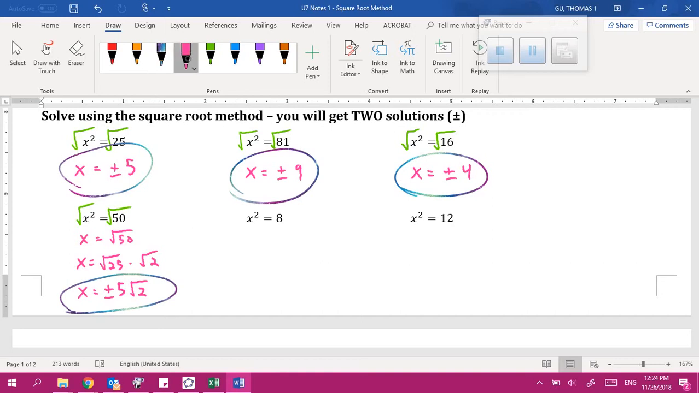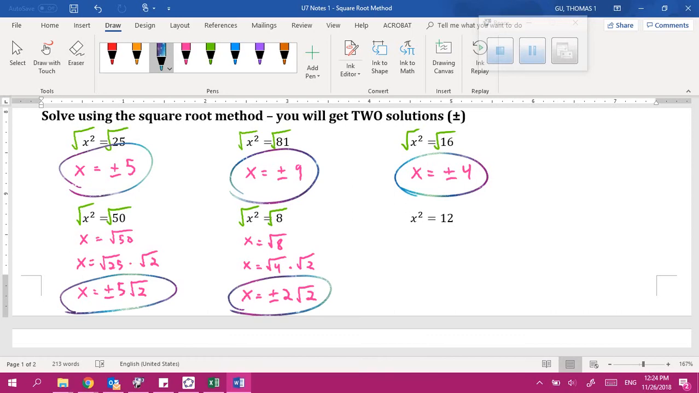All right, on the next one, x squared equals 8. What do I need to do to get x by itself? Square root it. That gives me x equals the square root of 8, which is not a perfect square. So 2 and 4? That's right, 4 and 2. So x equals square root of 4 times the square root of 2. And then what can I do from there? X equals positive or negative 2 square root of 2. That's correct. Good. X equals plus or minus 2 square roots of 2.